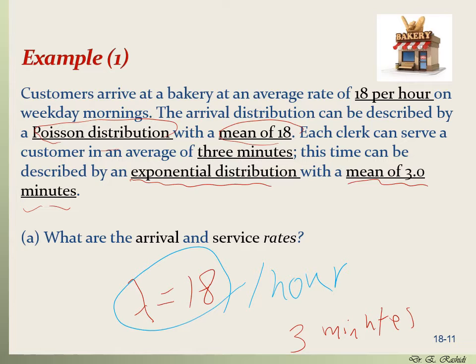This means that we can serve in 60 minutes. If you divide it by 3, it's 20. So this means mu actually is 20. 20 customers can be served in an hour.